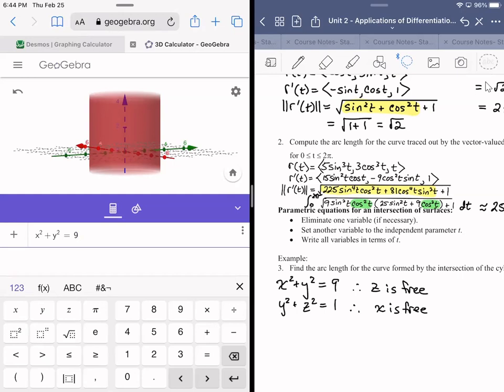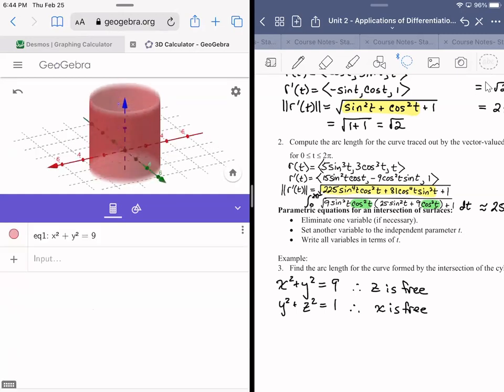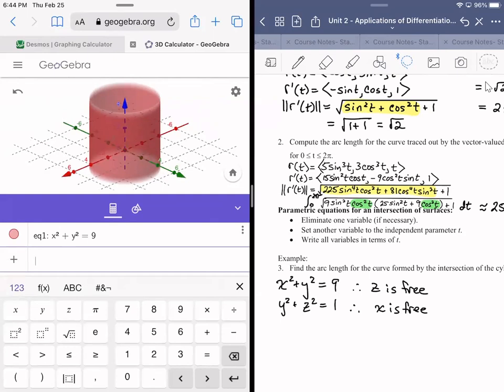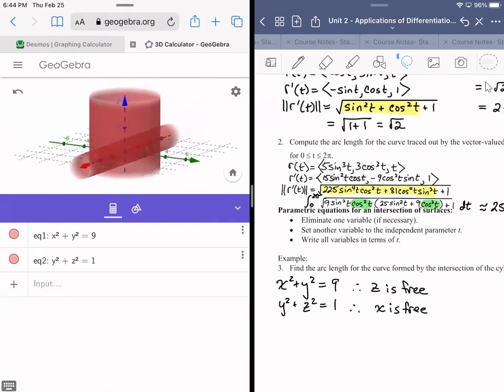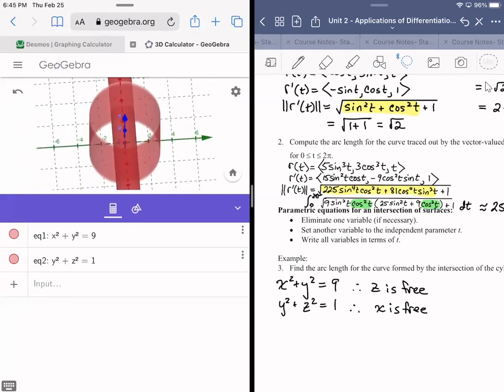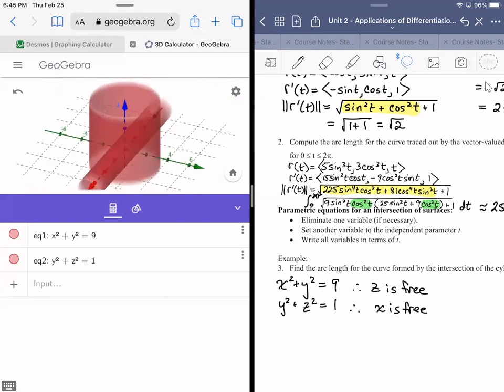So I just typed in x squared plus y squared equals 9. Maybe you had no idea what that would look like beforehand, but the more times you type it in, the more you start realizing that there's a consistency to these things. So y squared plus z squared is equal to 1. And you can see we're looking at two intersecting cylinders, and the intersections of those cylinders form a circular path, right? When I say circular, I mean circular, not necessarily a circle, so that's something to bear in mind. It may very well turn out to be a circle.